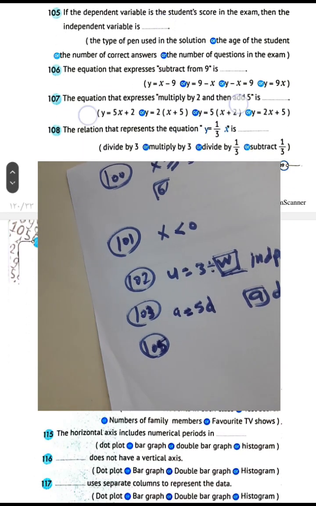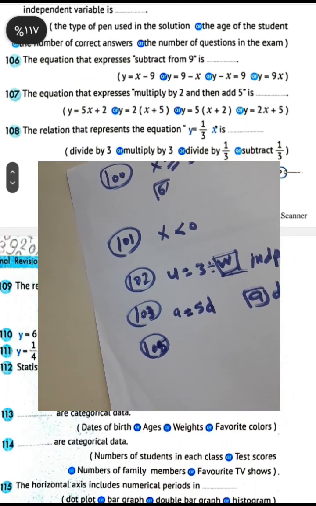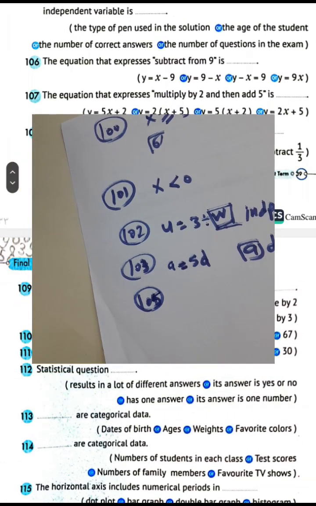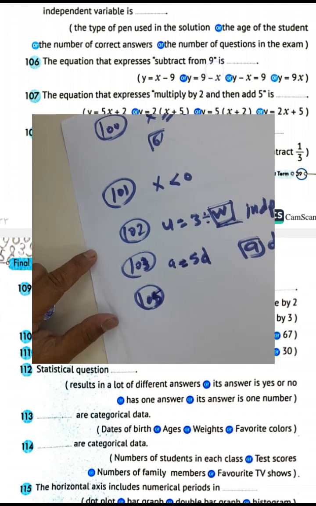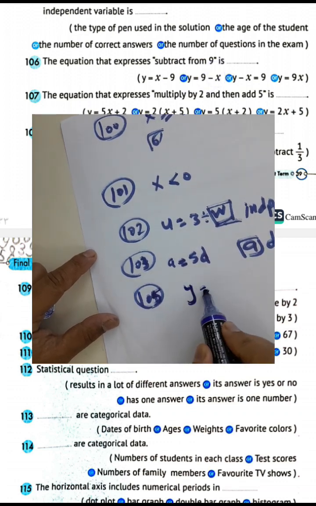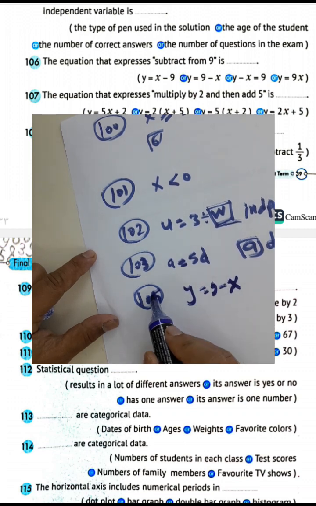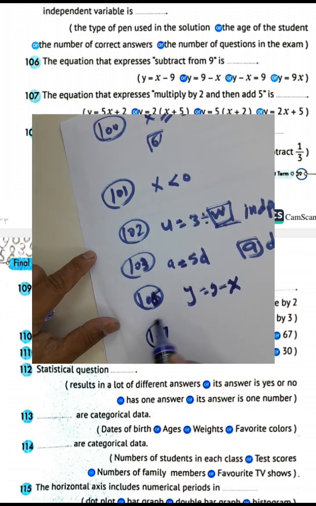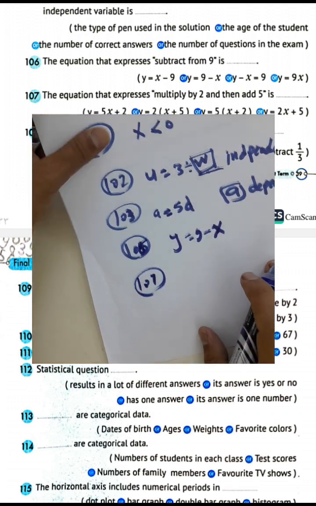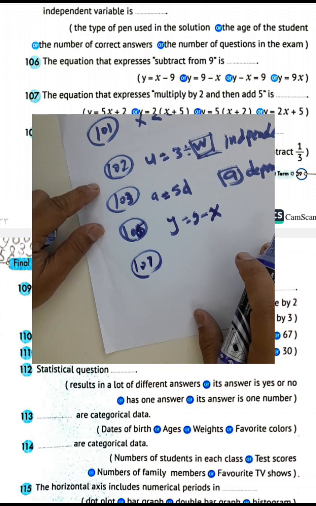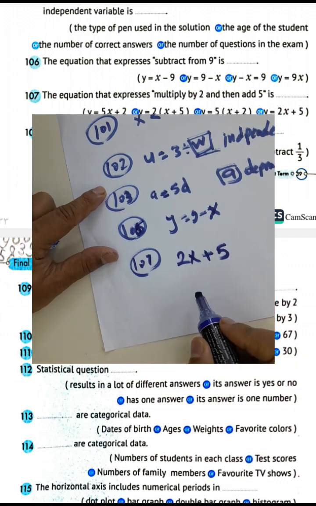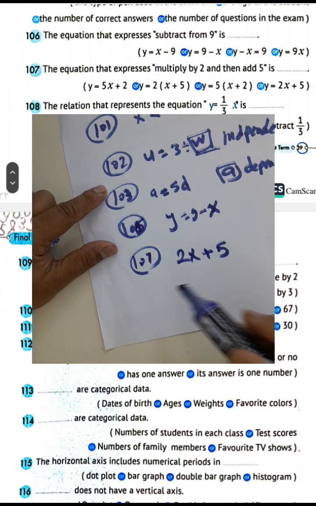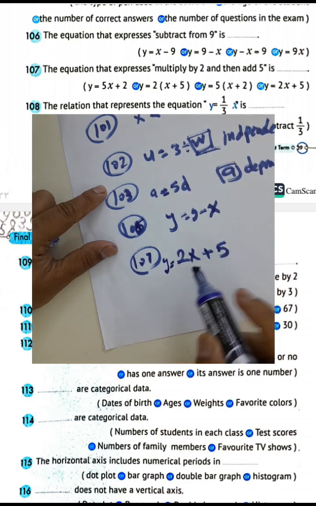Question 106. The equation that expresses subtract from 9 will be y equals 9 minus x. It was question 106. Question 107. The equation expressing multiply by 2 and then add 5. Multiply by 2, it will be 2x plus 5. Okay, y equals 2x plus 5.